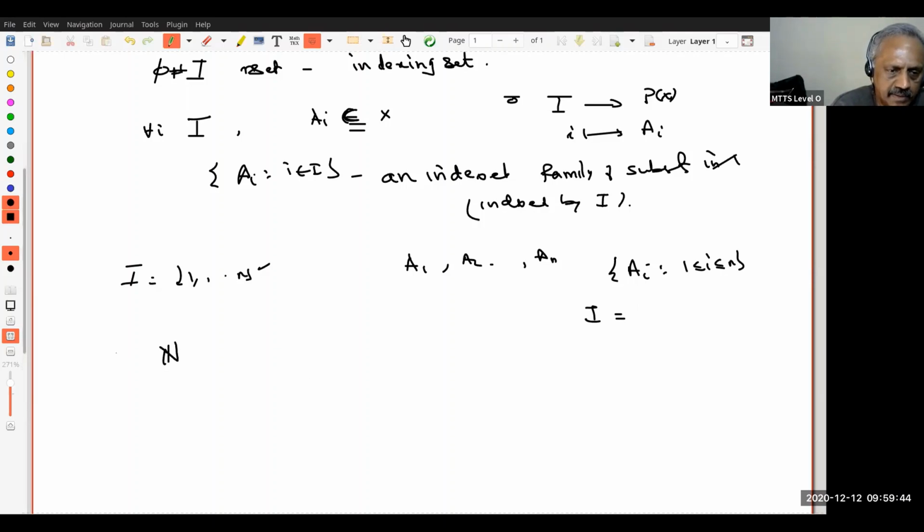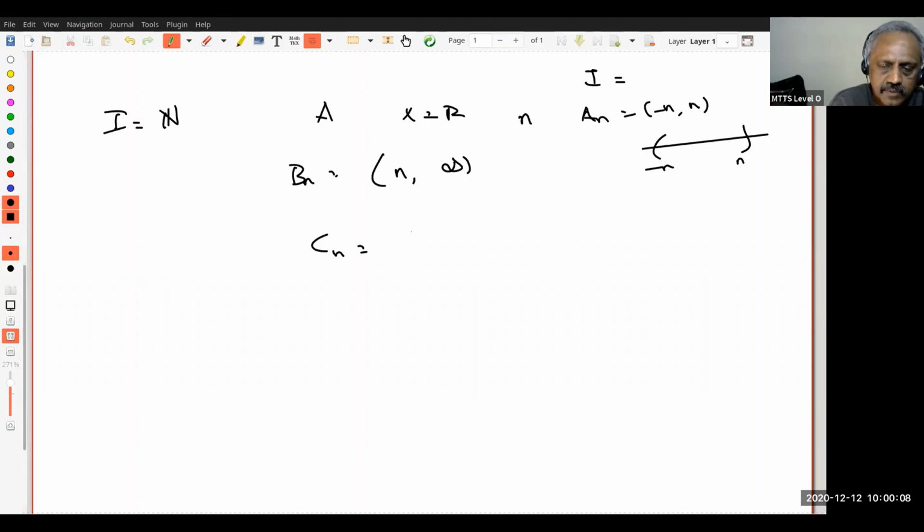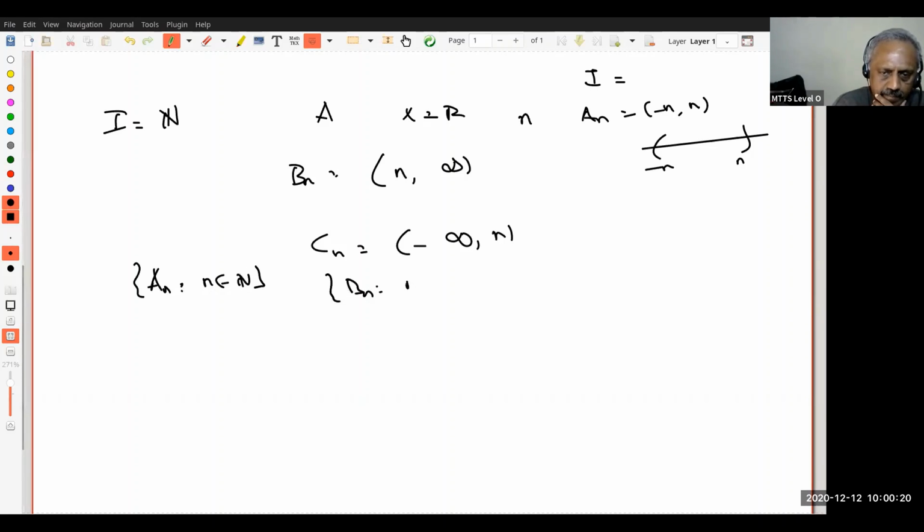Suppose I equals the natural numbers. I can think of it as the indexing set. My X may be R. For each n, my A_n will be minus n to plus n; the open interval or closed interval doesn't matter. Or it could even be B_n, which may be n to infinity, or C_n, which may be minus infinity to n. So all these families are indexed by naturals. A_n is indexed by natural numbers, so is B_n, and so is C_n. You understand that? These are called indexed families.